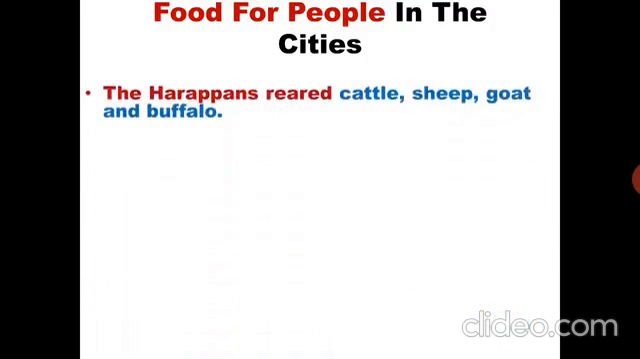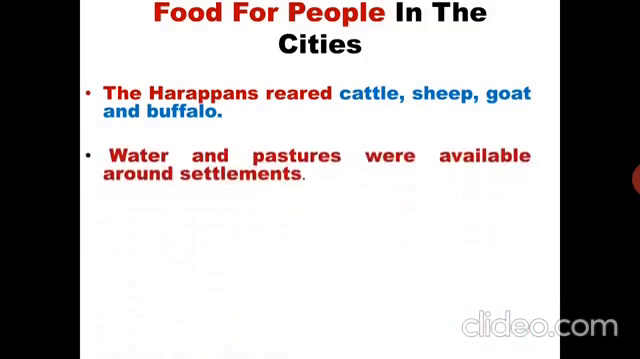The Harappans reared cattle, sheep, goats, and buffaloes. Water and pastures were available around settlements. So where they were rearing cattle, sheep, goat, and buffalo, and where they were living, these people had water around that place, and they also had pastures.